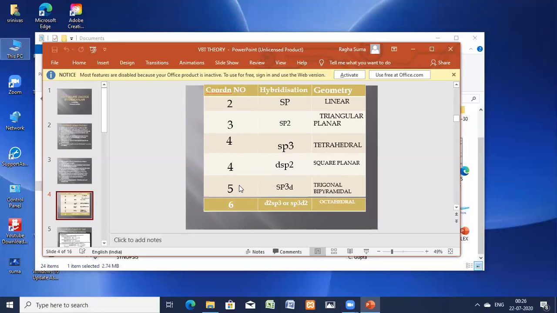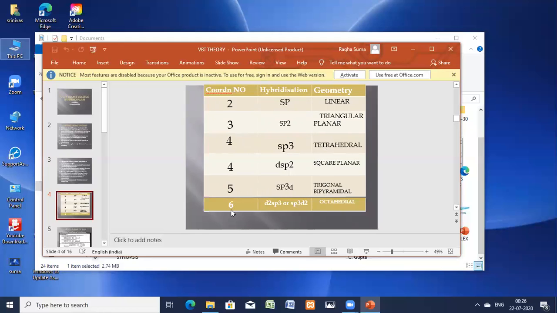If the coordination number is 5, the hybridization will be sp3d. Based on the coordination number, you can give out the hybridization. If the ligands are ML5, the coordination number is 5, and the hybridization will be sp3d, 3 plus 1 plus 1, total 5. So the shape can be trigonal bipyramidal. If it is 3, it is trigonal planar. If it is 5, it is trigonal bipyramidal.